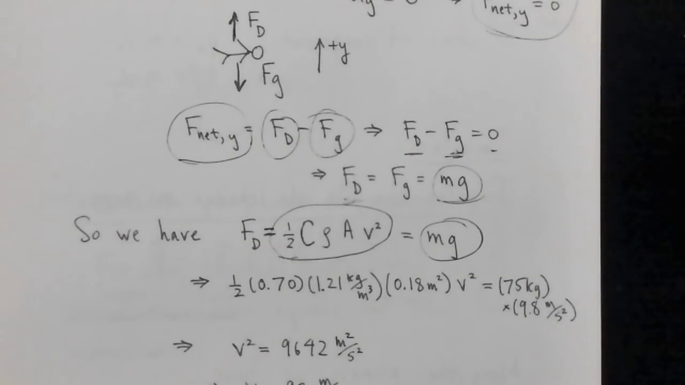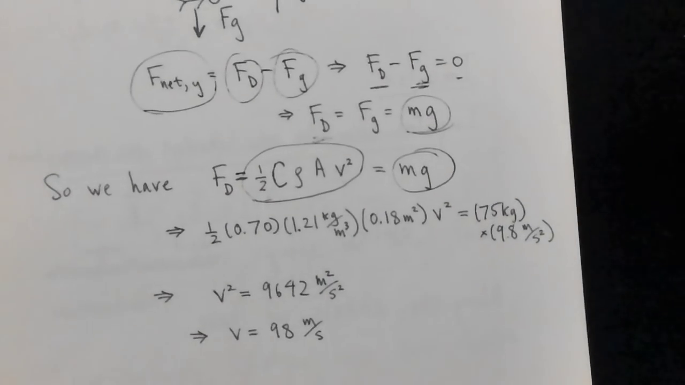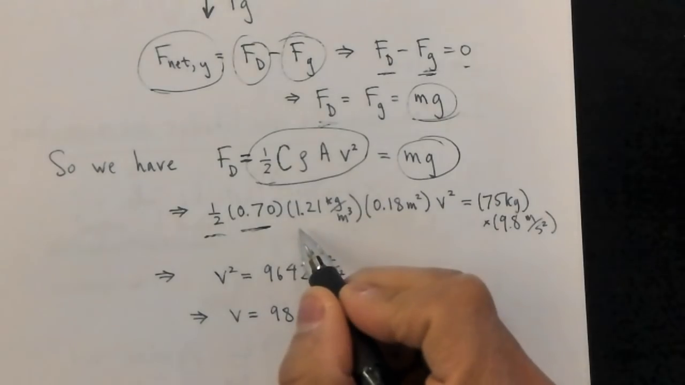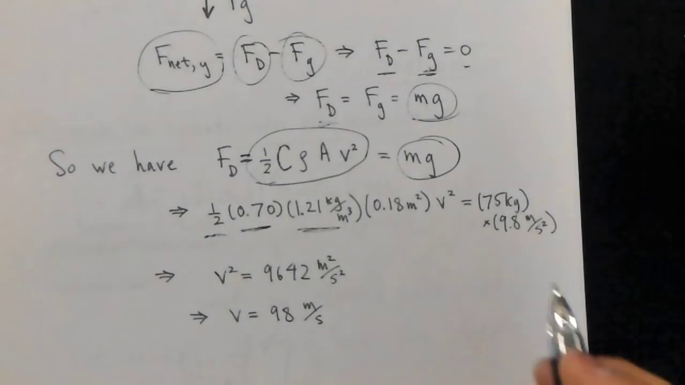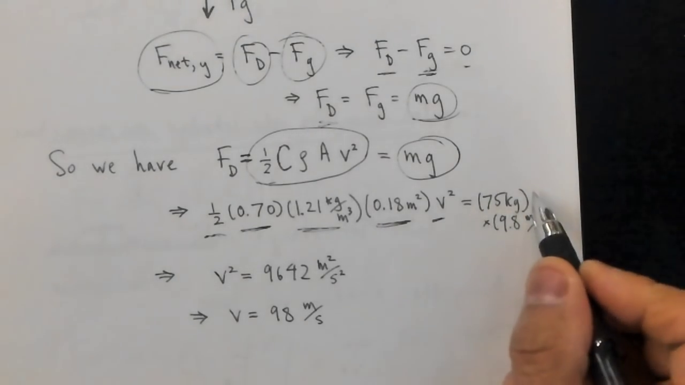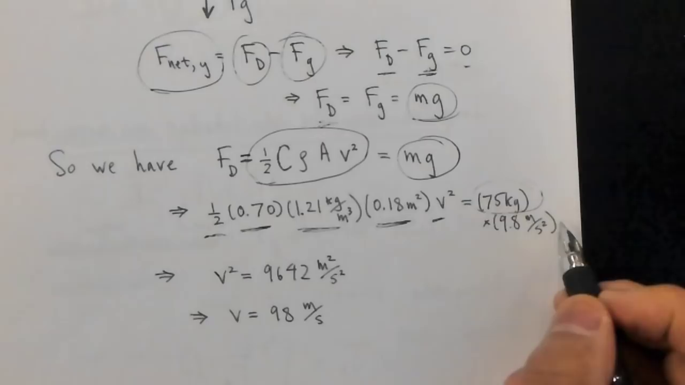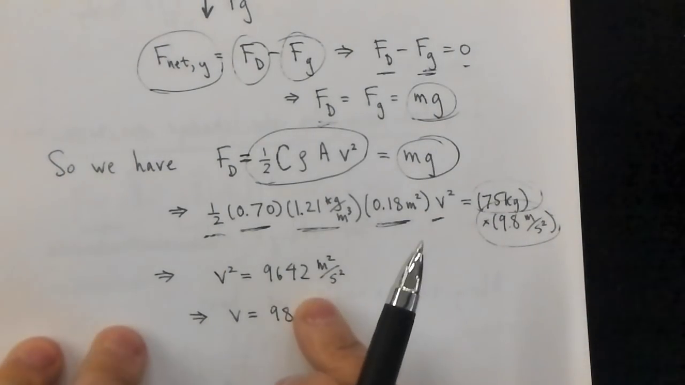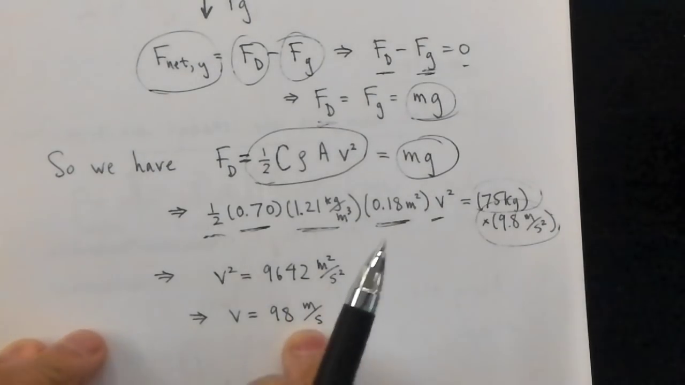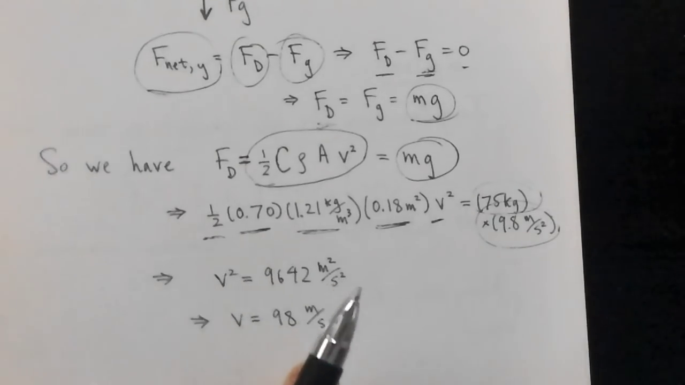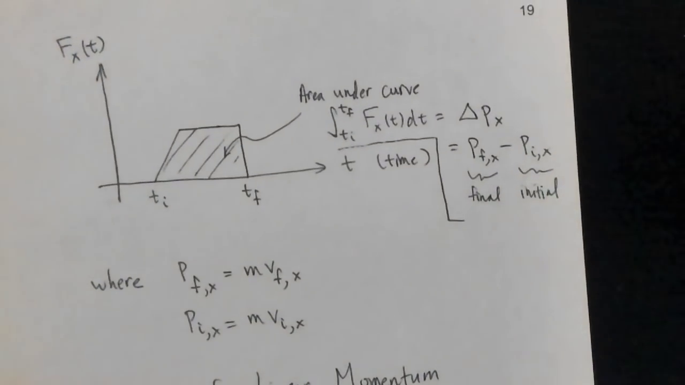Any questions about that? It's just the drag force balances off gravity. And now we just plug in things. We have 1/2, the drag coefficient is 0.70, the density is 1.21, and the area is 0.18. These are all given, times v squared, equals the mass of the man, 75 kilograms, times 9.8 for gravity. And so we get v squared is 99,642, and then the speed is 98. Okay. Questions about this? Is it following? Okay, then we talked about impulse.